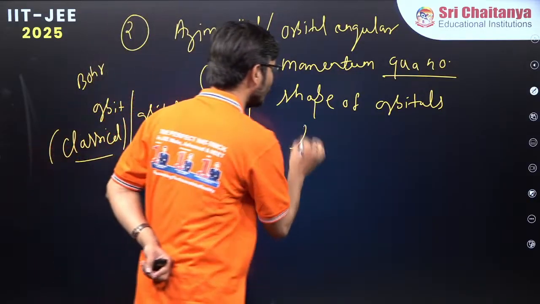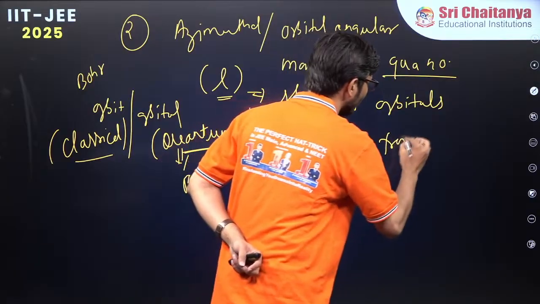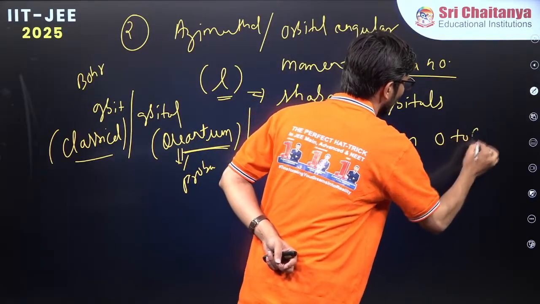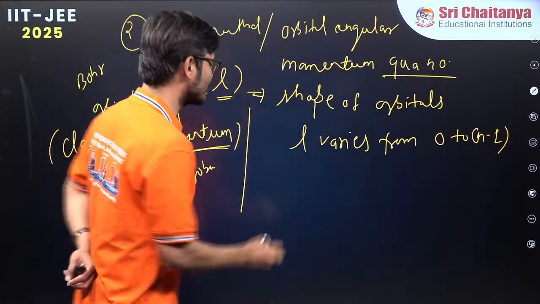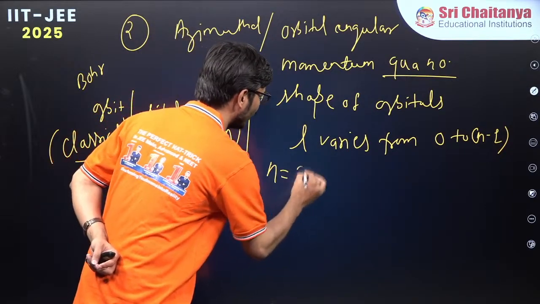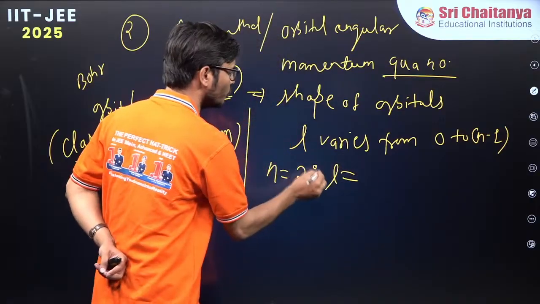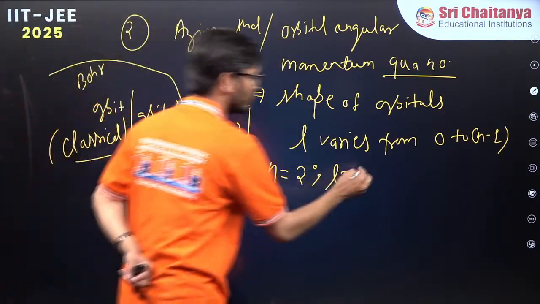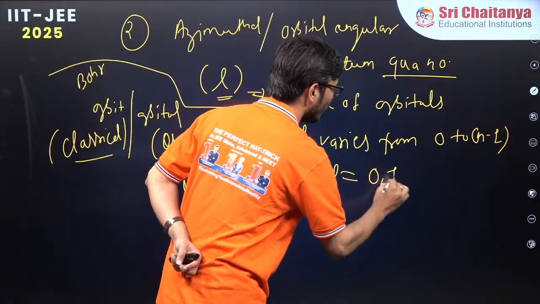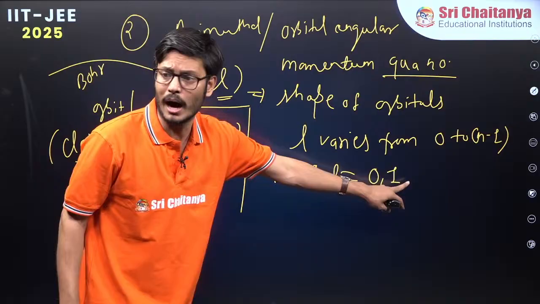Now, how do the L values vary? L value varies from 0 to n minus 1. Let us say the value of n is 2, so what will be the L values, beta ji? For n equal to 2, L values are 0 and 1.